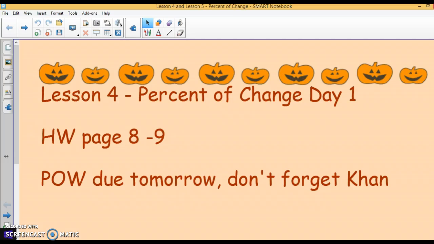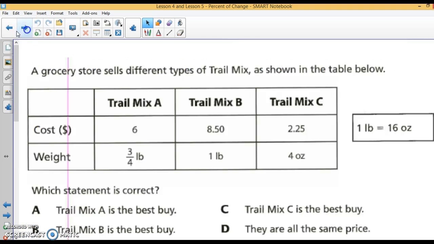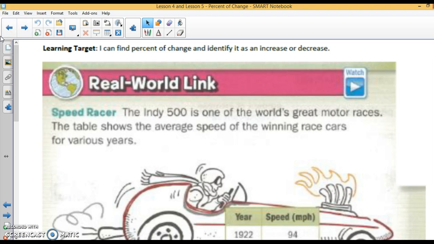The lesson we're doing today is the percents unit lesson for percent of change. The homework that goes with this is page 8 and 9. You want to turn to page 14 in your notes.